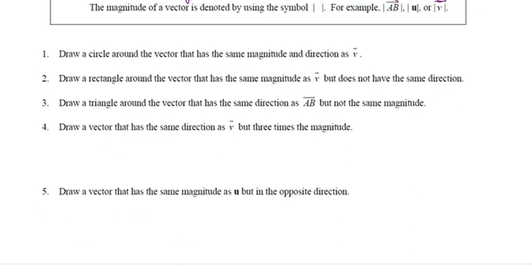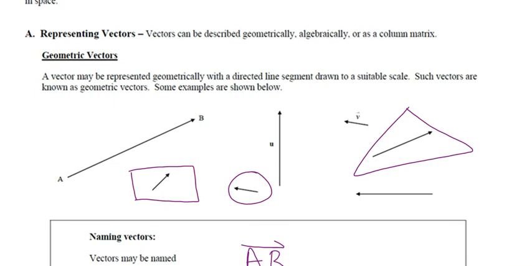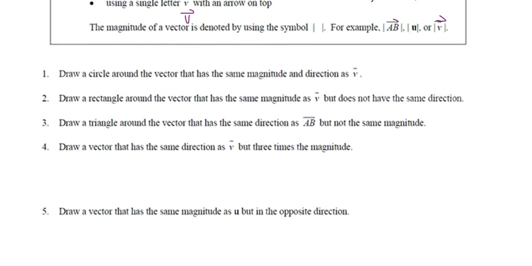Draw a vector that has the same direction as v, but 3 times the magnitude. So what would we draw? 3 times as long. You have to do your best to estimate, but if we had a ruler, we would measure it out, and then we would measure the line that we're drawing. And what's special about v and the vector that's 3 times the magnitude but in the same direction? They're parallel, right? If you're going in the same direction, then you'll be parallel.